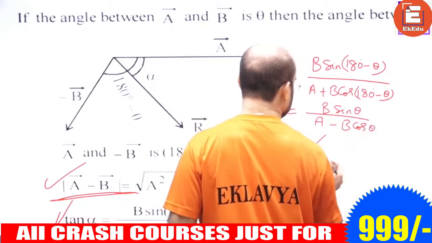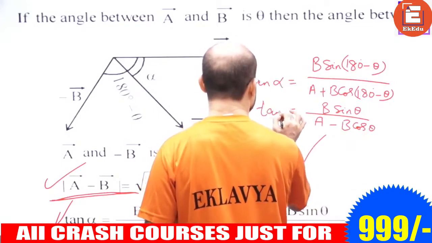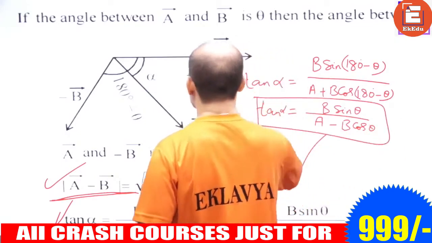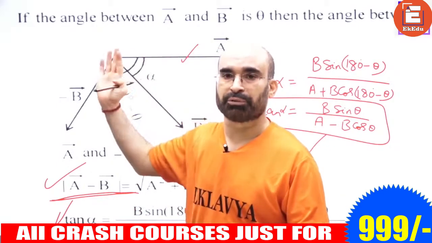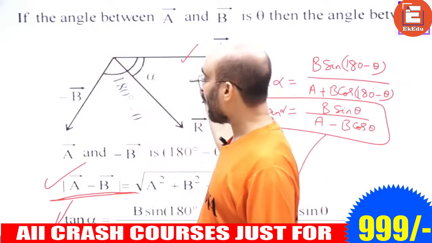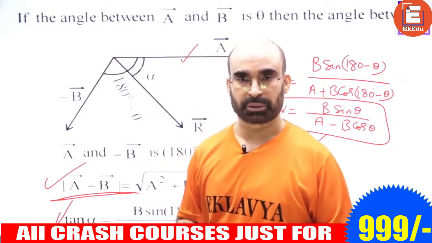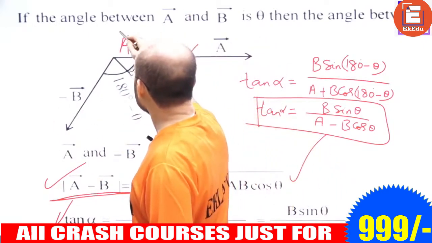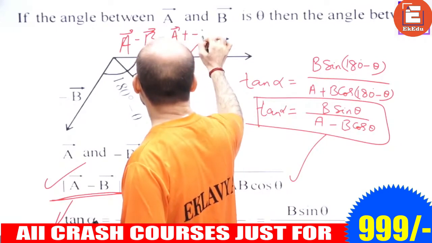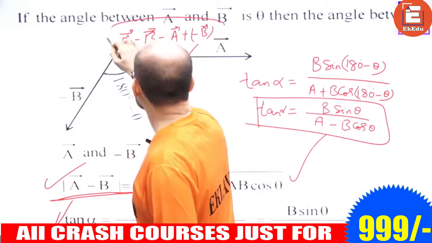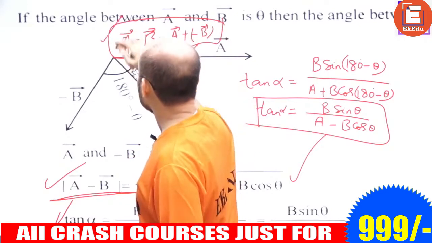Okay, so this is tan alpha, made with this vector A. So the subtraction of vectors is the sum of vector A and negative of vector B, right? Vector A minus B is what? A plus minus of B. I think you have understood this very simply, no?